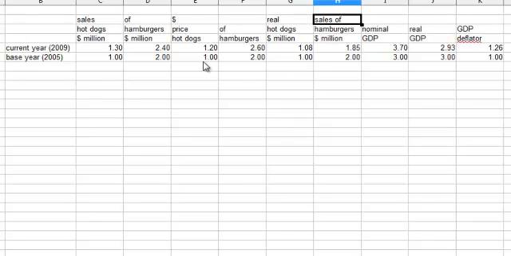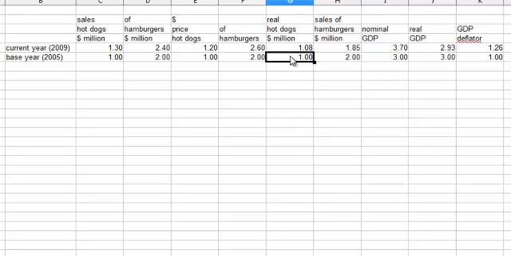For the base year, the real sales are always going to turn out to be the same as the nominal, but we'll use our formula, which is to take the nominal sales, multiply it by the price in the base year, and then divide it by the price in the current year. But if we're in 2005, the current year is the same as the base year. And so we end up multiplying by 1 over 1. With the hamburgers, we take the sales, multiply by 2, but then divide by 2, so we end up with the same real amount as nominal.